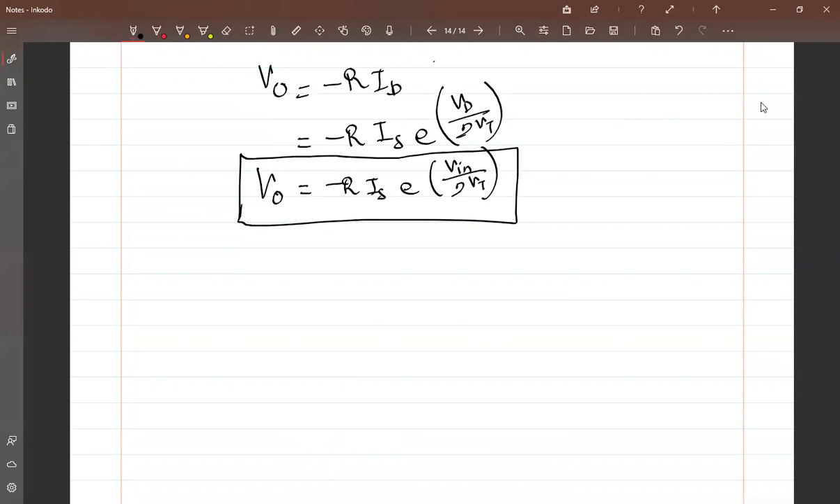If you want to find the anti-log value, you have to use this equation. This is the output voltage equation calculation for both the log as well as the anti-log amplifier. In the next video, we will discuss log and anti-log amplification using transistor circuit.